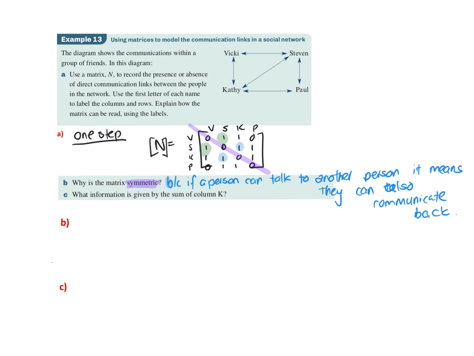The next bit says, what is the sum of column K? If we add all of them up, it'd be 1 plus 1 plus 1 equals 3. So the sum of column K is 3. What does that tell us, and what information is given by that? That means Kathy can communicate with 3 people. If you add up her column, we're telling the total that she can communicate with.